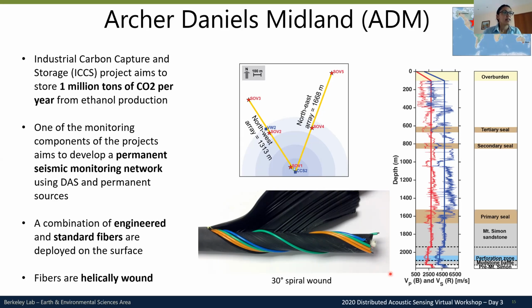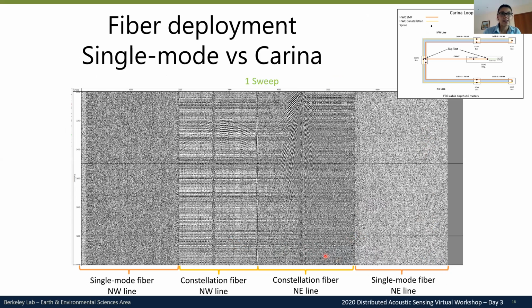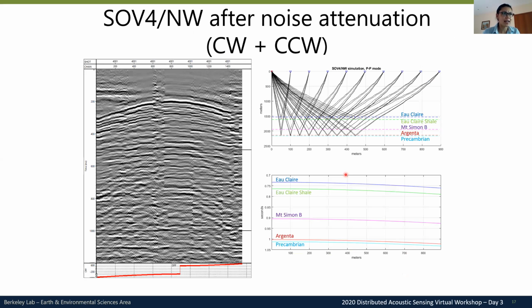So just to illustrate the effects of having engineered fiber and the single mode fiber, this was the installation on site. So here we had single mode fiber spliced into the engineered fiber. And this was just one sweep for the source. So you can see that along the engineered fiber, you actually see the sweep, but on the single mode fiber, you see nothing. So yeah, this is just to illustrate how much we can gain by using engineered fiber, especially for surface seismic acquisition.